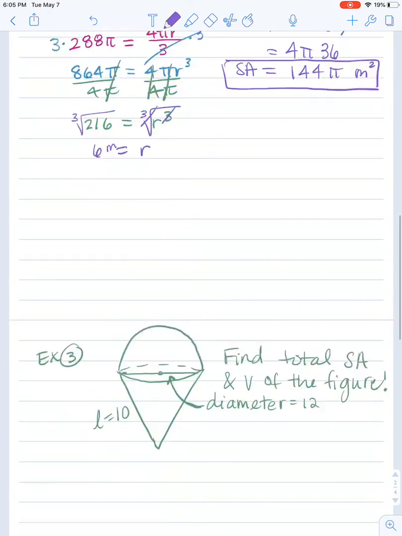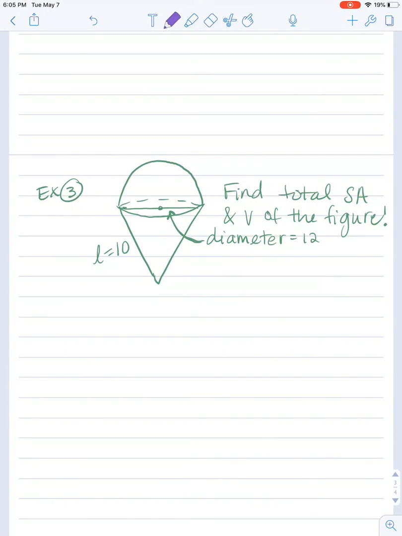Okay, so this one I wanted to show you because I saw a couple of problems on your homework where you had what's called a composite figure. Composite figure is when you combine two figures together, create this other fun figure. So you should have noticed this on your quiz.